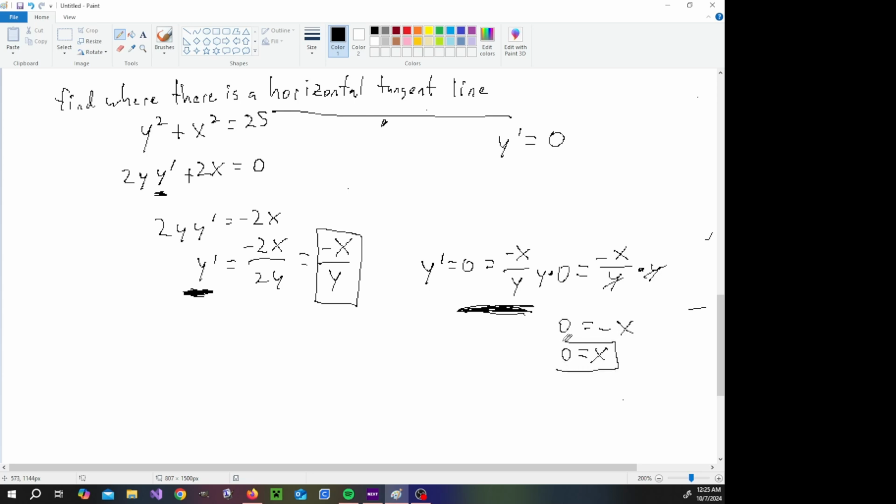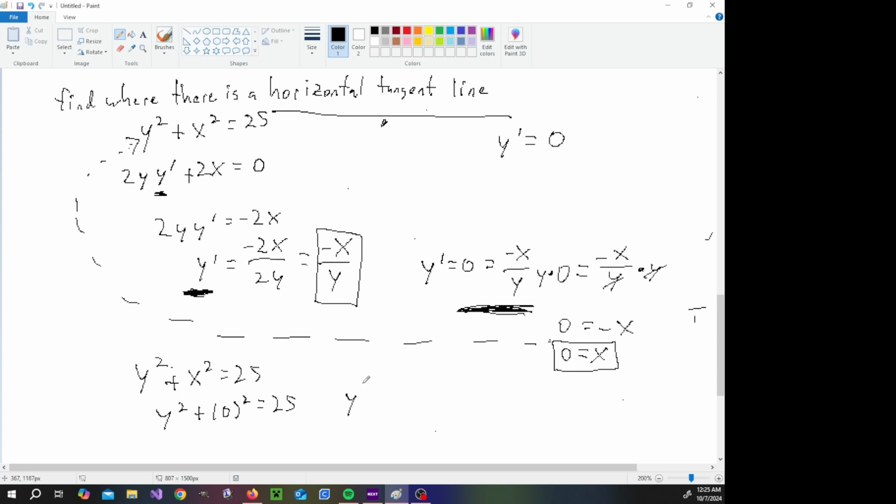So we just found what the x values must be. So we can plug that into the original function and say y squared plus x squared is equal to 25. But if x is 0, then we have y squared plus 0 squared is 25. But we know 0 squared is 0, and adding a 0 does nothing.